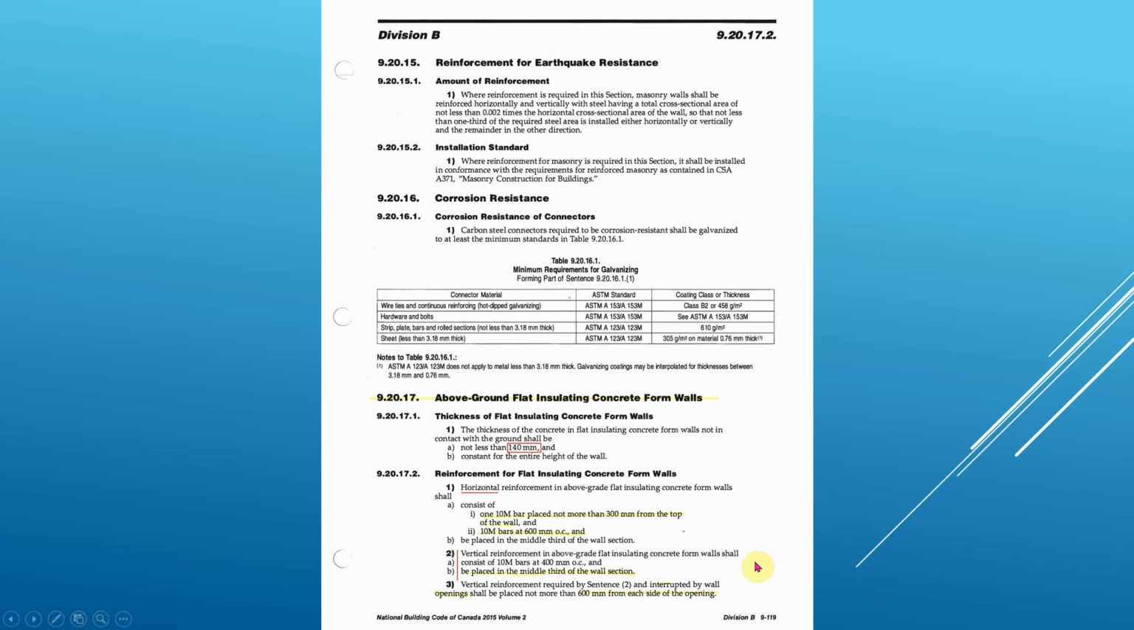Horizontal reinforcement in above ground insulating form walls shall consist of 10M bars, 600 millimeters on center. And the vertical bars, there's no table for the vertical bars here. So we would say that it consists of 10M bars at 400 millimeters on center.